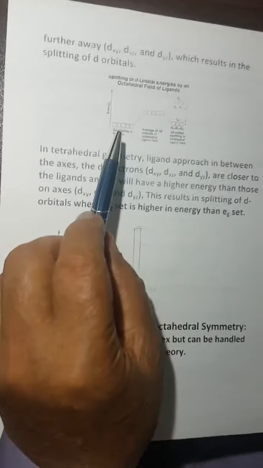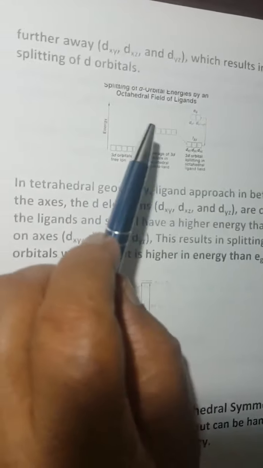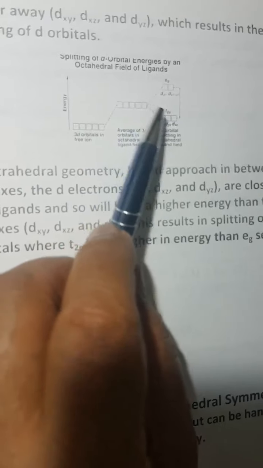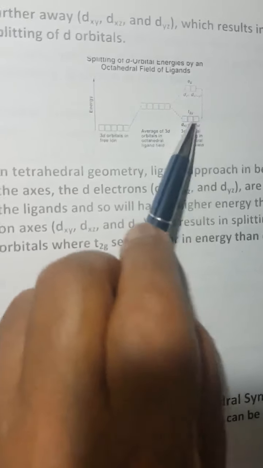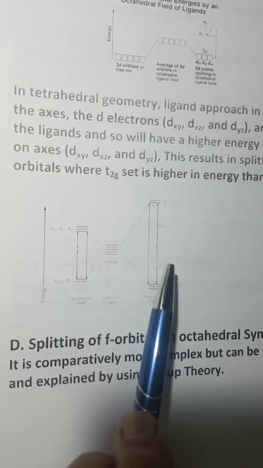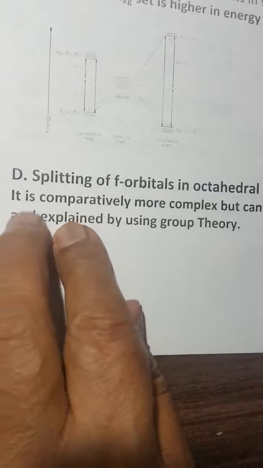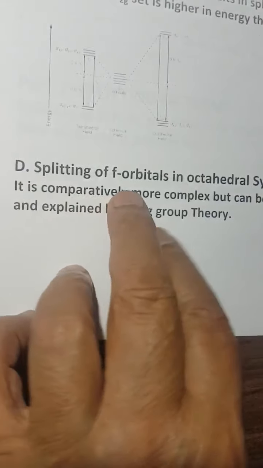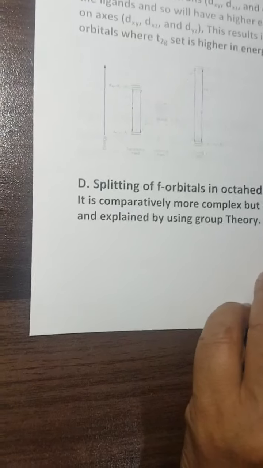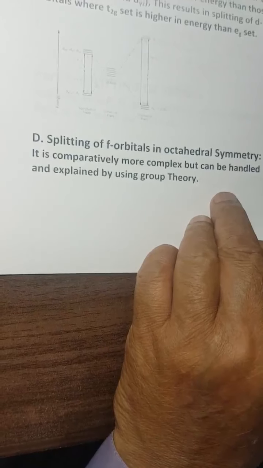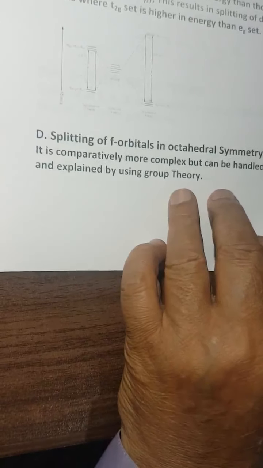I've shown here the five d orbitals. When the ligands approach, they all go up and then they are separated: T2G lower, EG up. Same thing here, octahedral and tetrahedral, d orbital splitting. Next, splitting of f orbital in octahedral. It is comparatively more complex, but it can be handled and explained by using group theory.